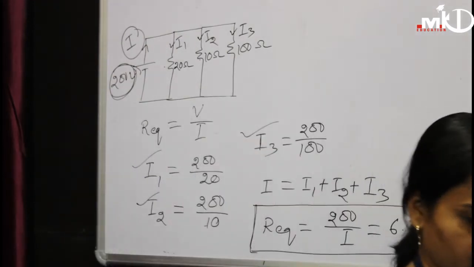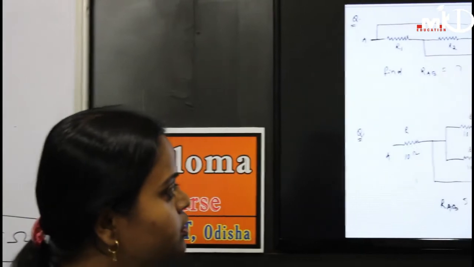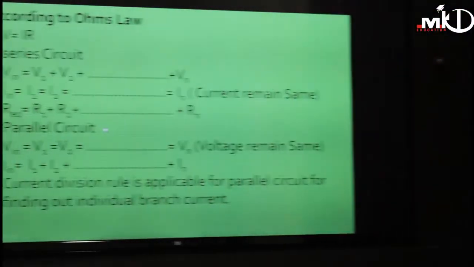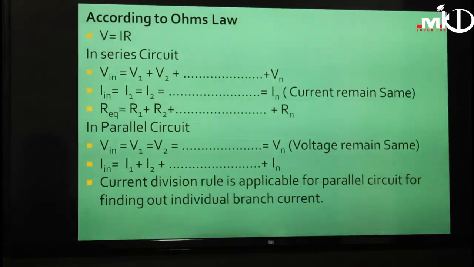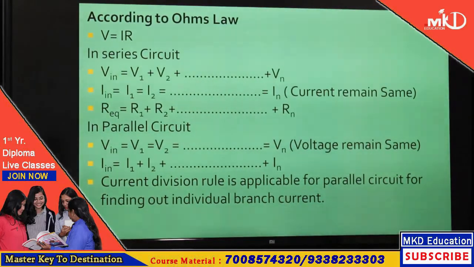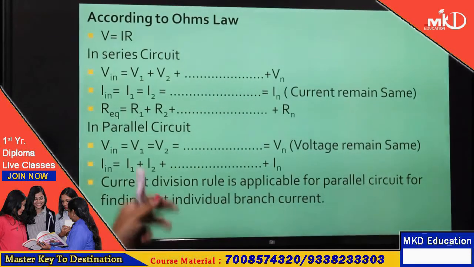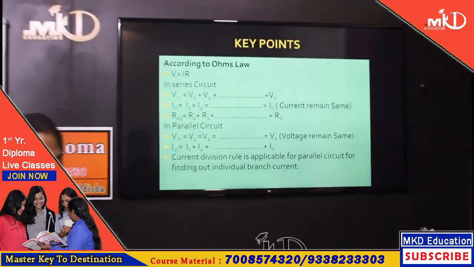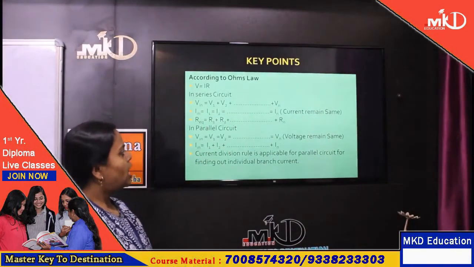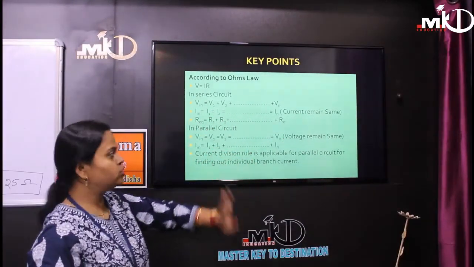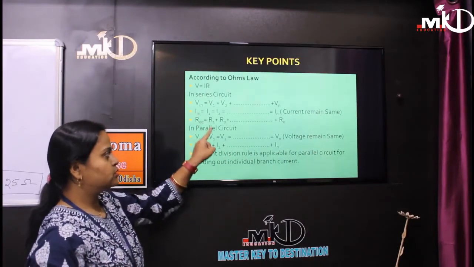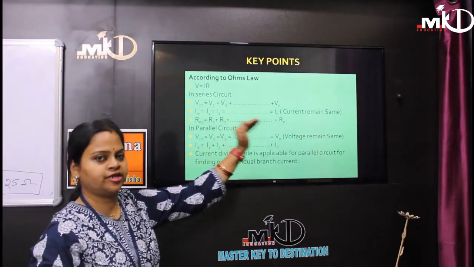Okay, so in this class we have discussed what resistances are, what Ohm's law is, how we apply Ohm's law in electrical circuits, what a series circuit is, what a parallel circuit is, and the merits or advantages of series and parallel circuits. These are the key points here. In a series circuit, as I have told you, voltage is additive and current remains the same throughout the whole circuit, and R equivalent is the arithmetic sum of all the resistances.